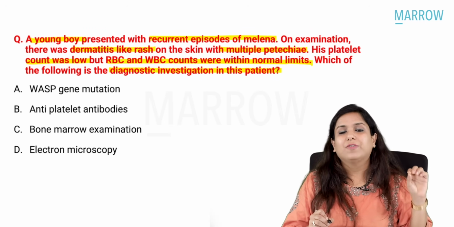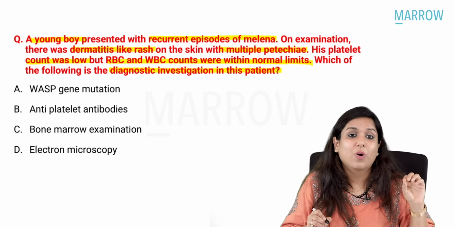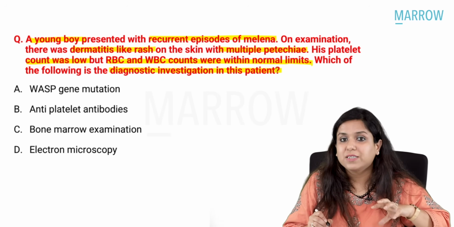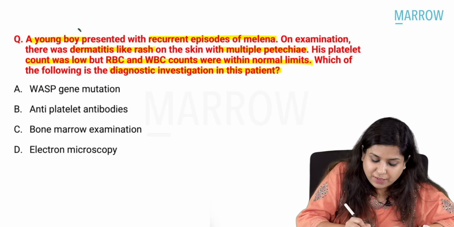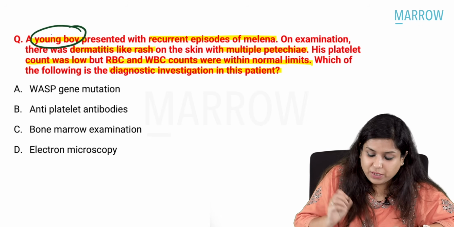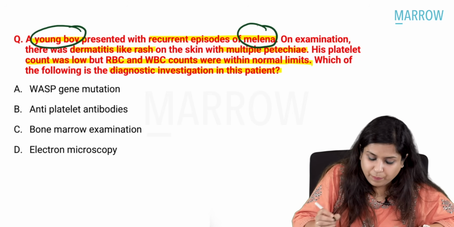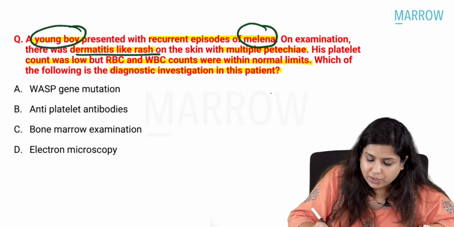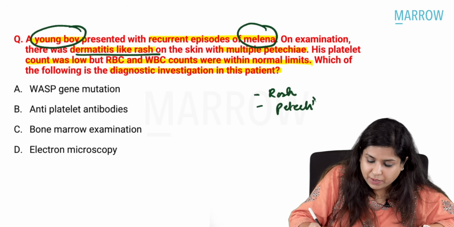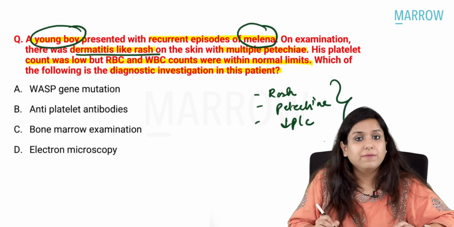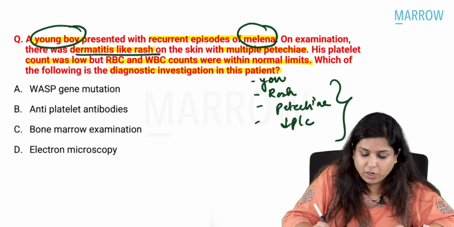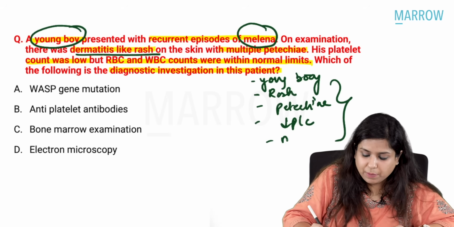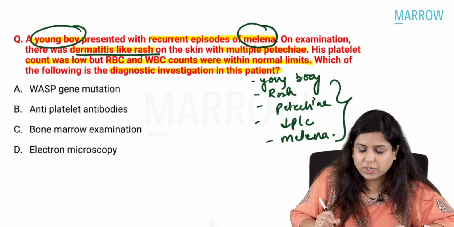Again, students, one of the examiner's favorite topics is Wiskott-Aldrich syndrome. This is a classic profile of Wiskott-Aldrich syndrome. See the keywords, students: a young boy with melena, dermatitis-like rash. The patient has a rash, petechiae, and decreased platelet count. This is the information which is given to you. Young boy with melena, right? So these are the important keywords.